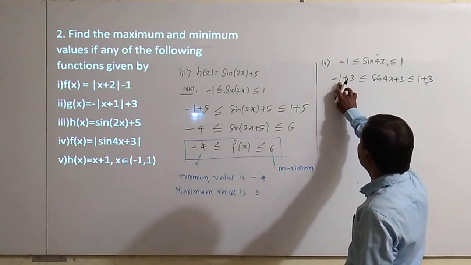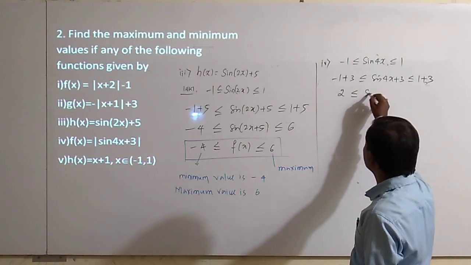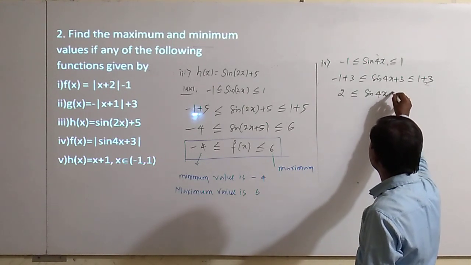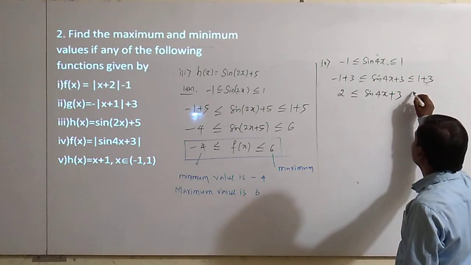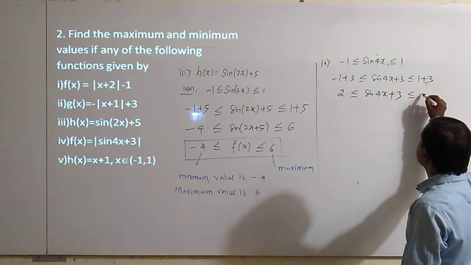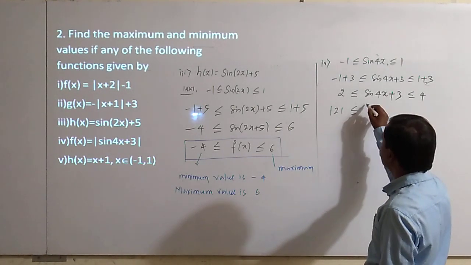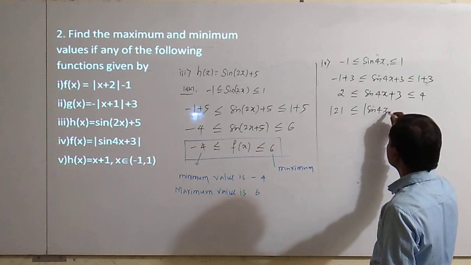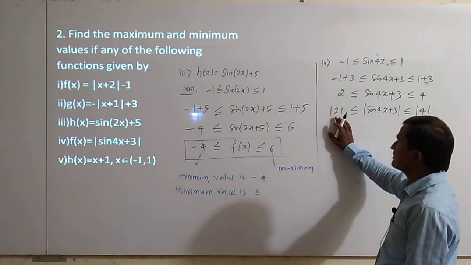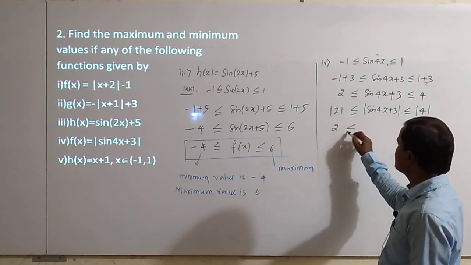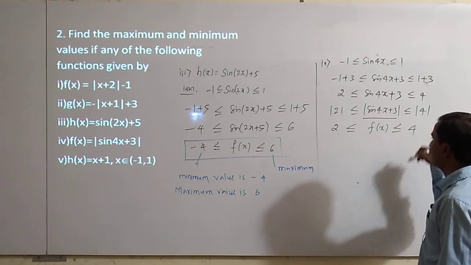Next, so minus 1 plus 3, right? What is the answer? 2. 2 is less than or equal to sine of 4x plus 3, okay, right? And here it is 4, right? Take mod on both sides. Mod 2 is less than or equal to mod of sine 4x plus 3, which is less than or equal to mod 4. What is the value of mod 2? 2. 2 is less than or equal to, what is the value of this one? It is f of x, which is less than or equal to 4.